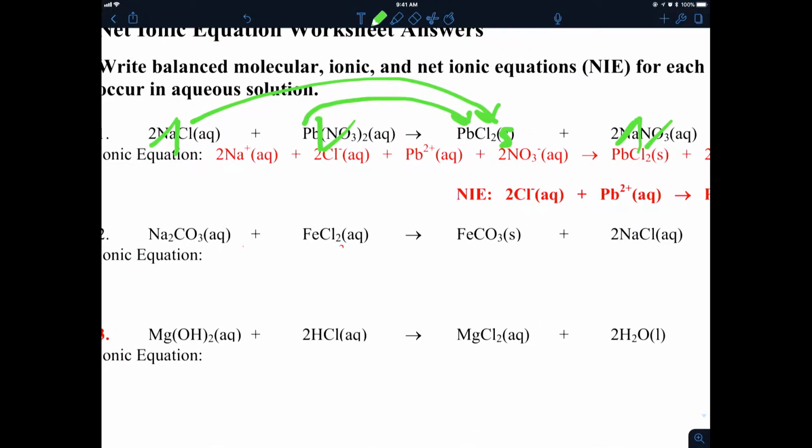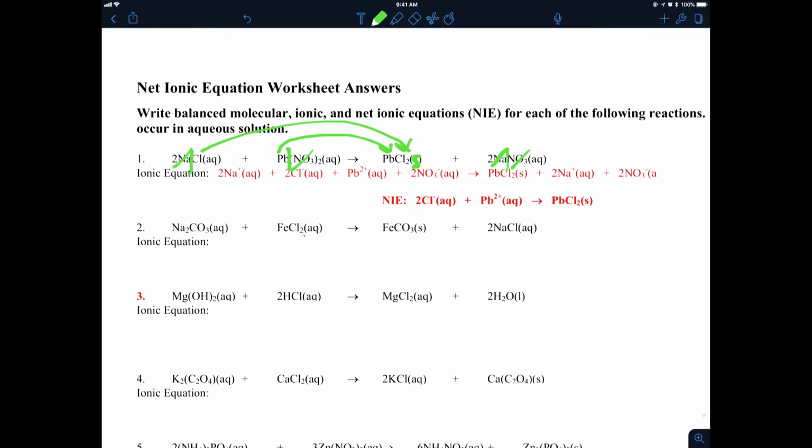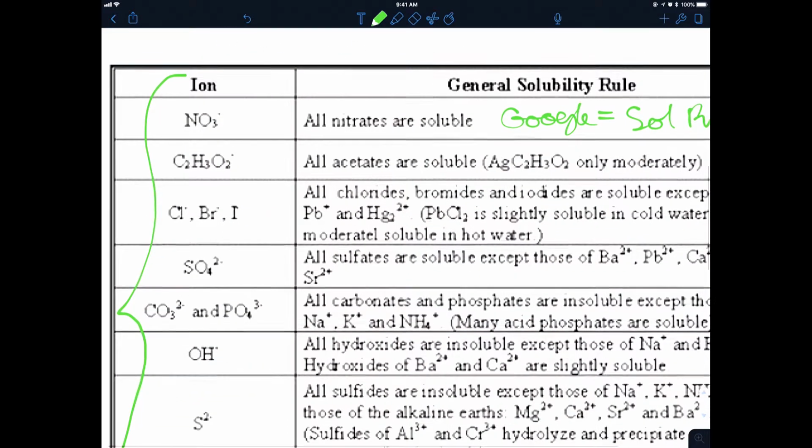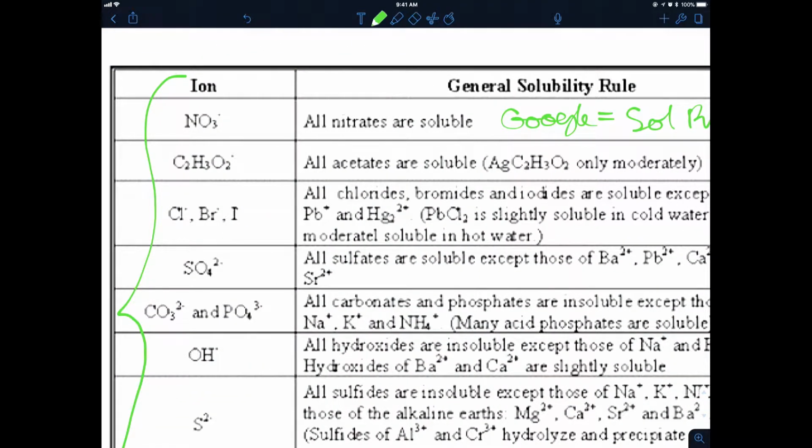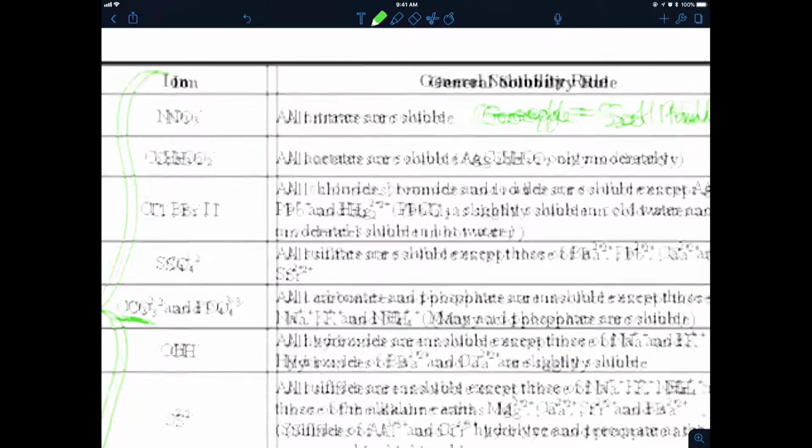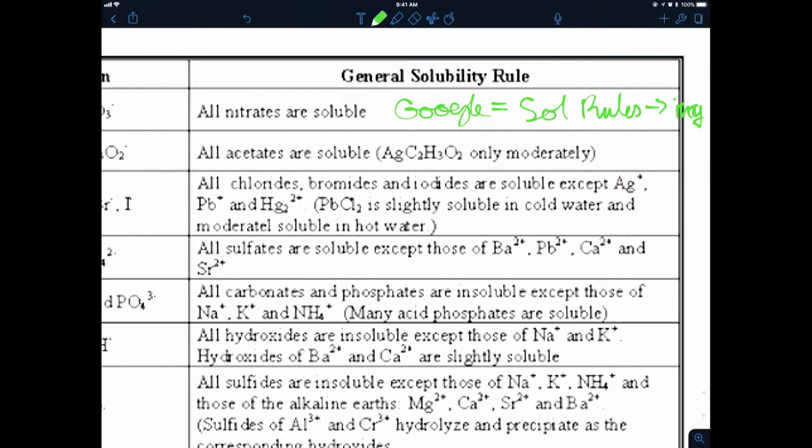So we have sodium carbonate with iron chloride goes to Fe, iron carbonate, plus NaCl. All right. Thank you again for having our equations written out. That's wonderful. Let's go ahead and go really quickly and check out our solubility rules on carbonate. CO3 minus 2, there he is right here. All carbonates and phosphates are insoluble except for those of Na, K, and ammonium. So sodium, potassium, and ammonium.